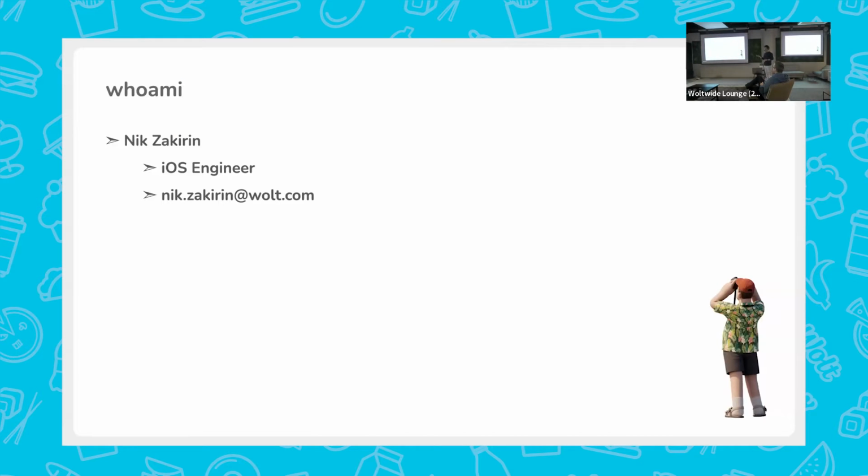So a little bit about myself. As Pedro mentioned earlier, my name is Nick Zakirin. I'm one of the iOS engineers here at Wolt. I have been doing iOS for 12 years now. I started my first app in iOS 4. In that time, I have seen quite a bit of transitions in iOS development, from manual memory management to automatic reference counting, to migrating Objective-C code base to Swift. That was a particularly turbulent time. I still have battle scars from that time. And now from writing imperative UI to declarative UI.